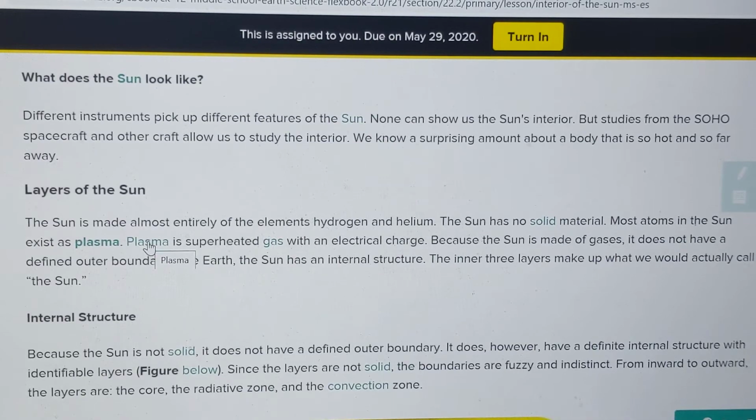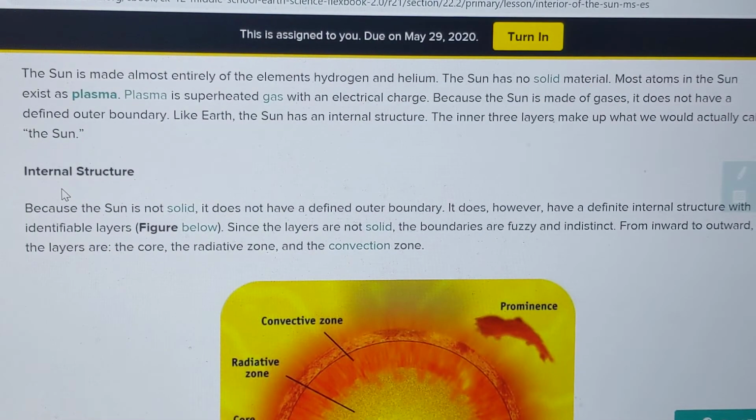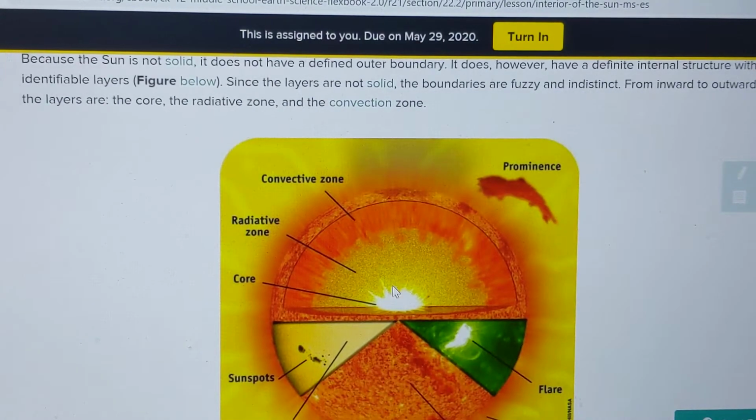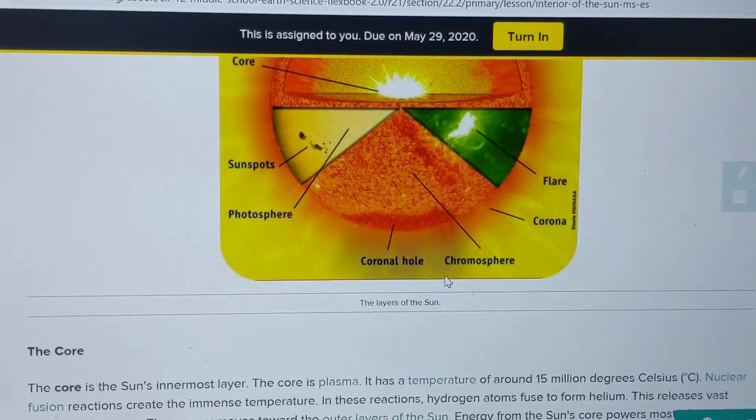Find out what plasma is. That's going to be a question later on. Find out the internal structure. See the picture below about the internal structure. There's the core right there. Here's the piece of the sun that kind of got flown off, right? It's called the prominence. And here's all the different parts. Here's the radiative zone. Okay, the convection zone. There's the flare, the corona.